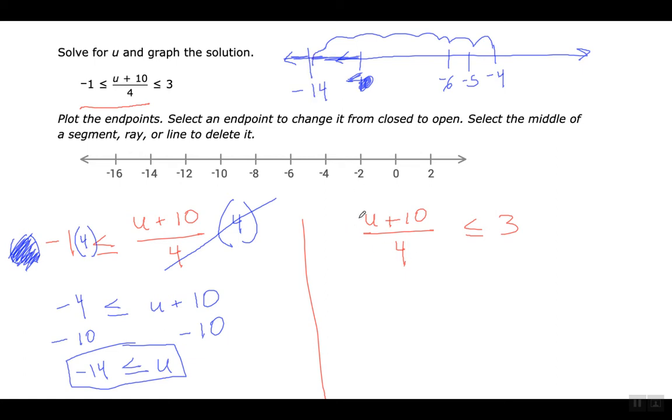Over here, same thing. First thing I'm going to get rid of is the 4 by multiplying both sides by 4. Okay, aquí la misma cosa.